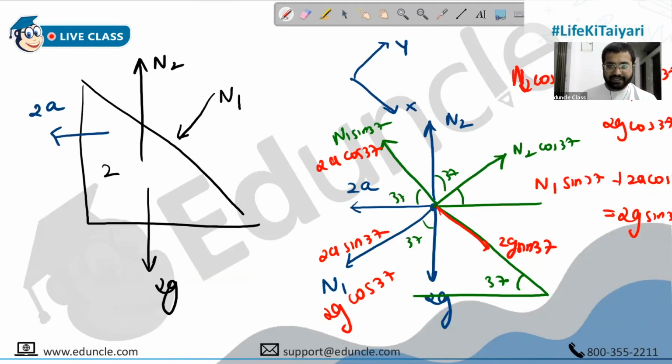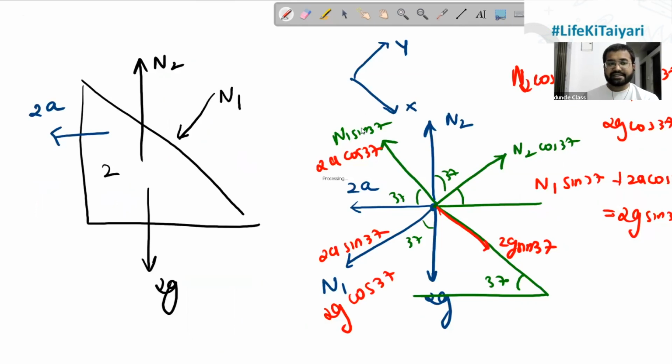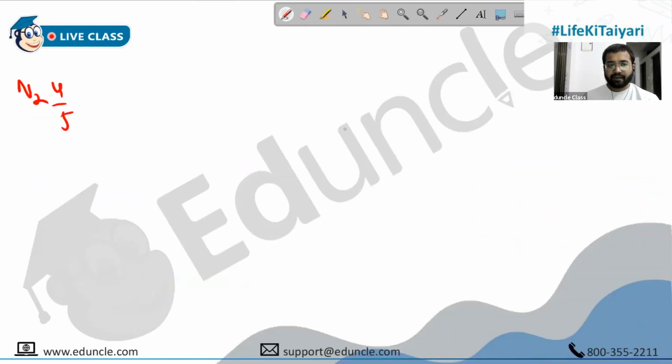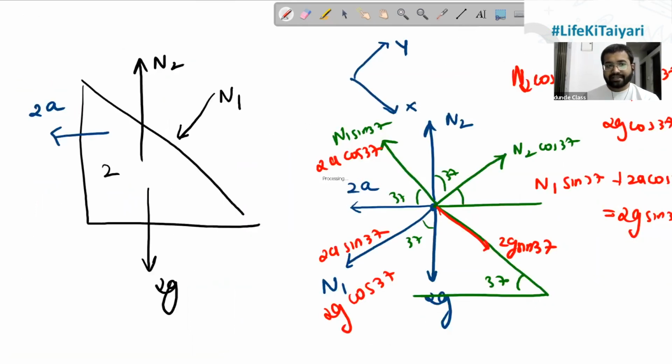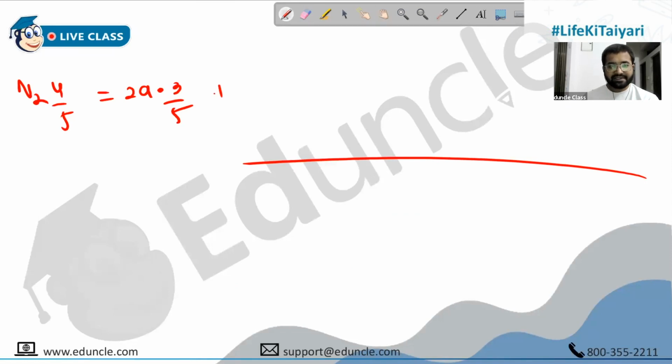Okay, let's write this neatly. So we have got n2 cos 37, which is 4 by 5, equals 2a sine 37, which is 3 by 5. Okay. Then 2g cos 37, which is 4 by 5. Good.